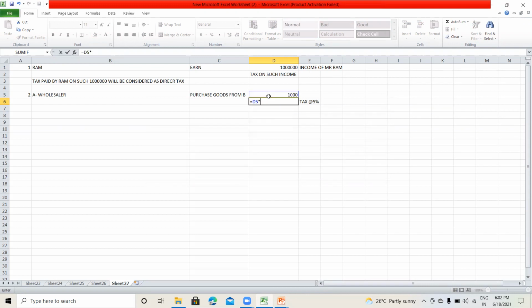1000 into 5% is 50 rupees, the amount of tax. So Mr. A will pay for this product 1050 rupees. Now the cost to Mr. A is 1050 rupees.